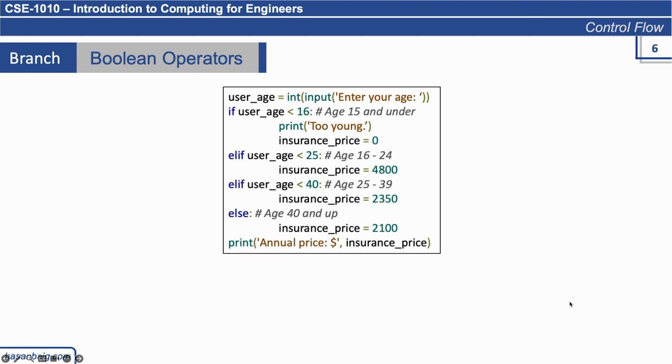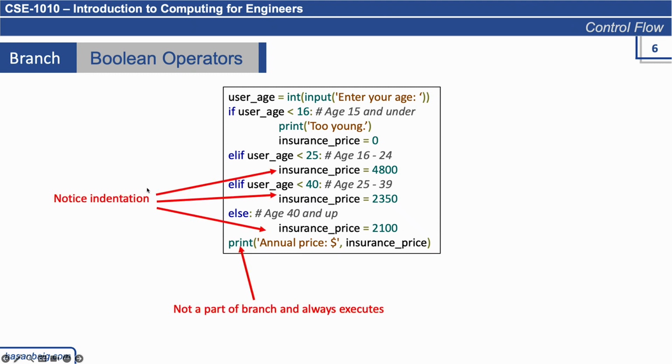Okay, so we have the examples of the Boolean operator. Suppose this is a code in which, in the first line, we are taking an input age, transforming it into an integer data type, and assigning the value to user_age. Now we are using the if block to compare the input age, and according to the age we execute a certain piece of code. We are assigning different values to the same variable depending on which condition is satisfied.